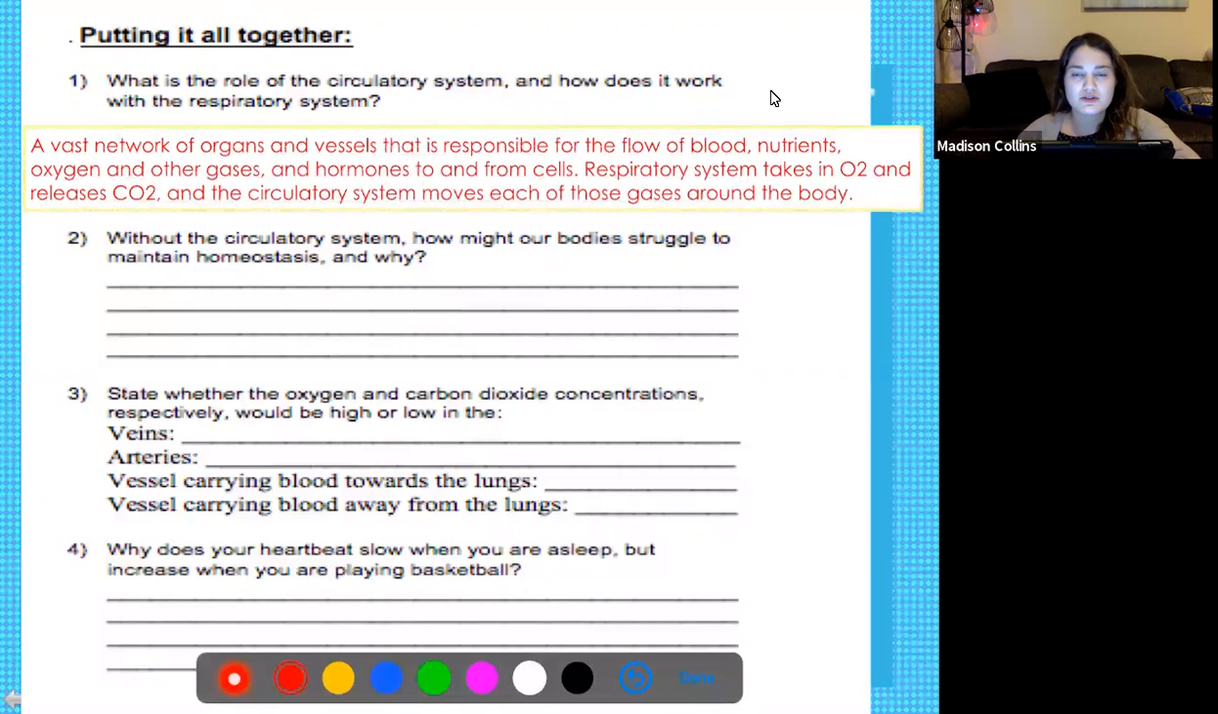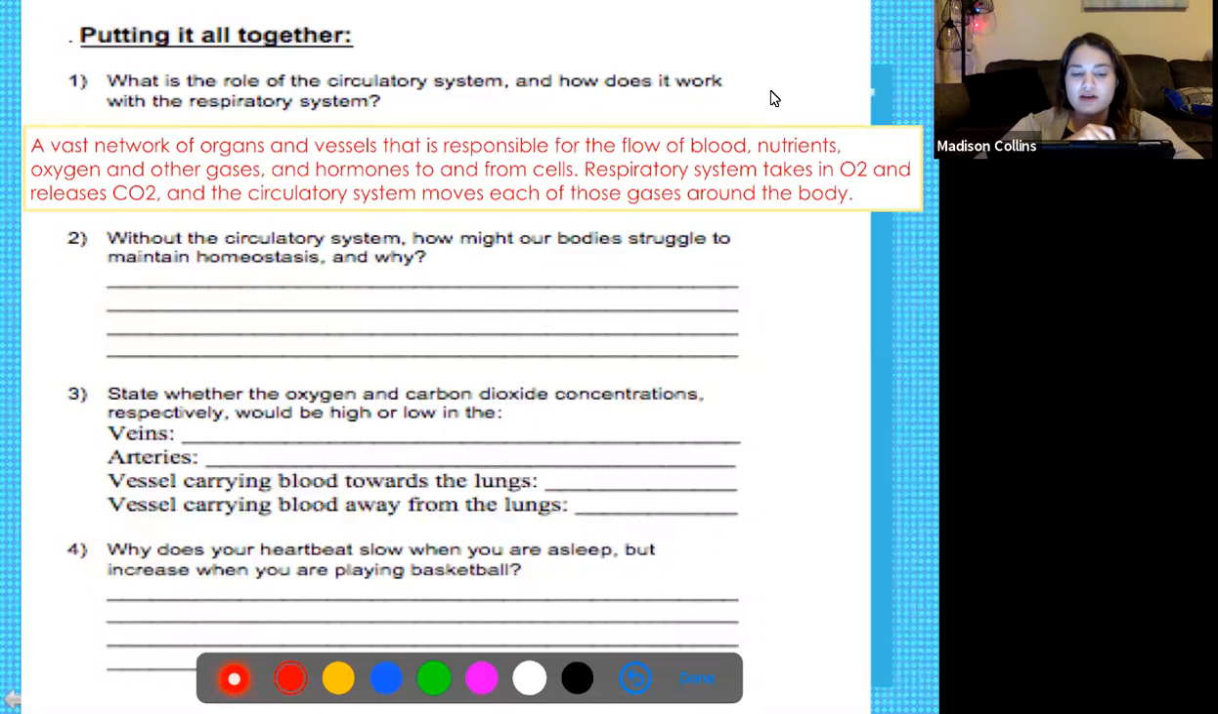And the way that it works with the respiratory system is that the respiratory system takes in oxygen, right? You breathe in oxygen and you also exhale CO2. But in order to get those gases throughout your body, the circulatory system is going to move them throughout the body. So the circulatory system circulates all of those nutrients throughout your body and works hand in hand with the respiratory system for that to happen.